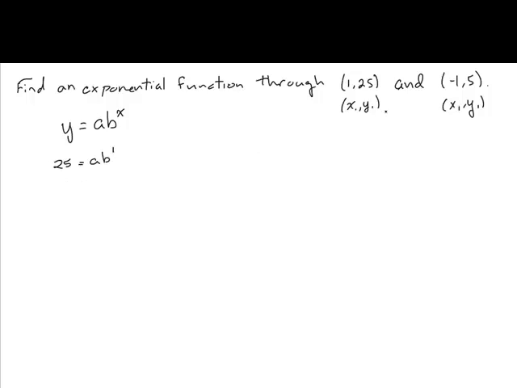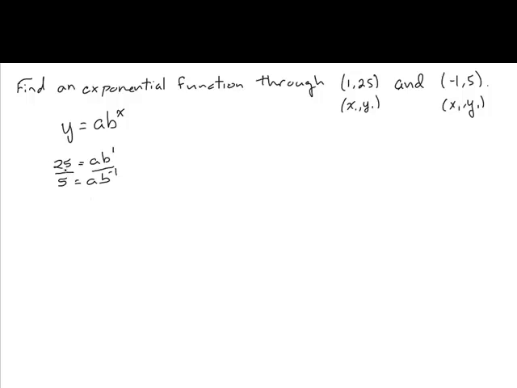So I'm going to need a second equation. I'm going to use the second point and do the exact same thing. So when y is 5, then I have a times b, and now b is being raised to the negative 1. There's a couple different ways we can go about solving this. One common way, and the reason I wrote them above each other, is I can divide the two equations. I'll show you two ways in this one. You can decide what you like better.